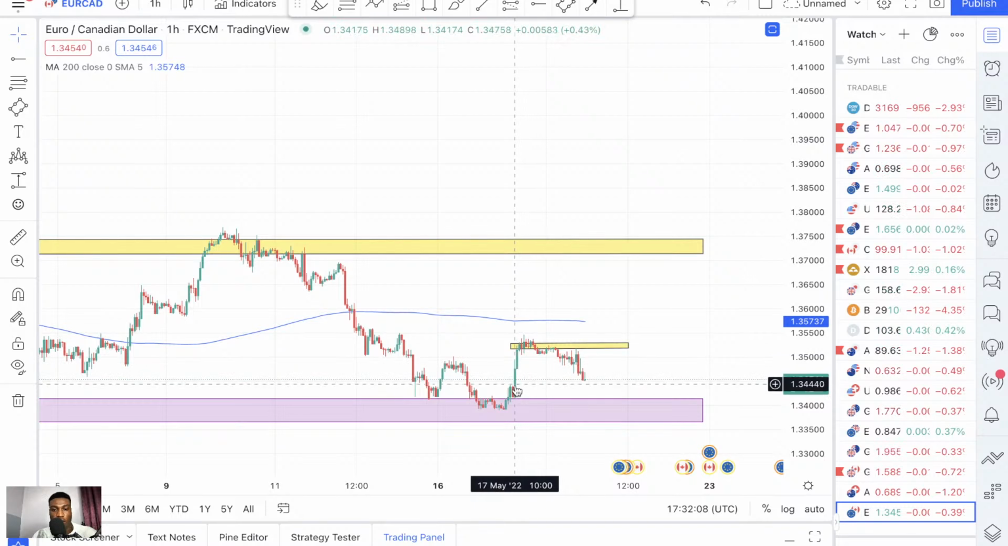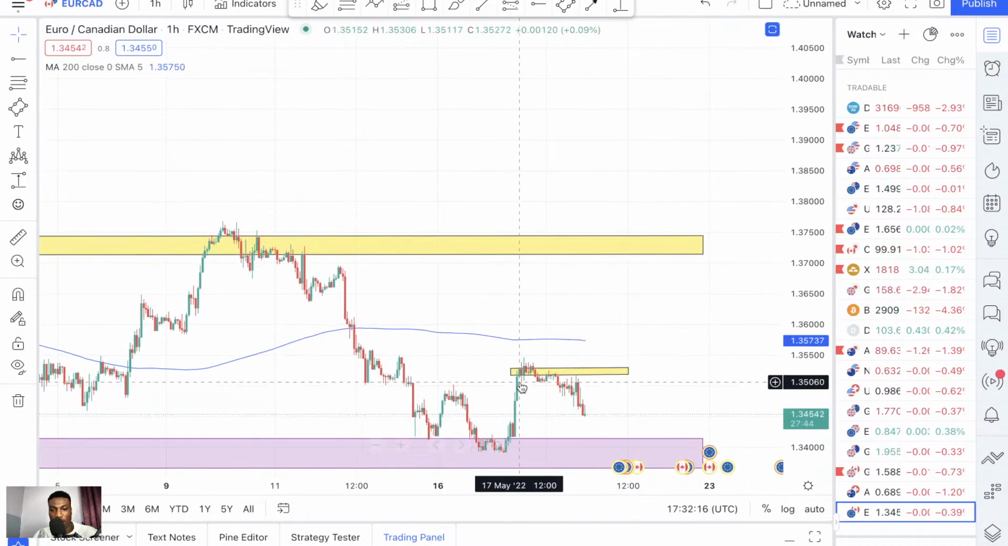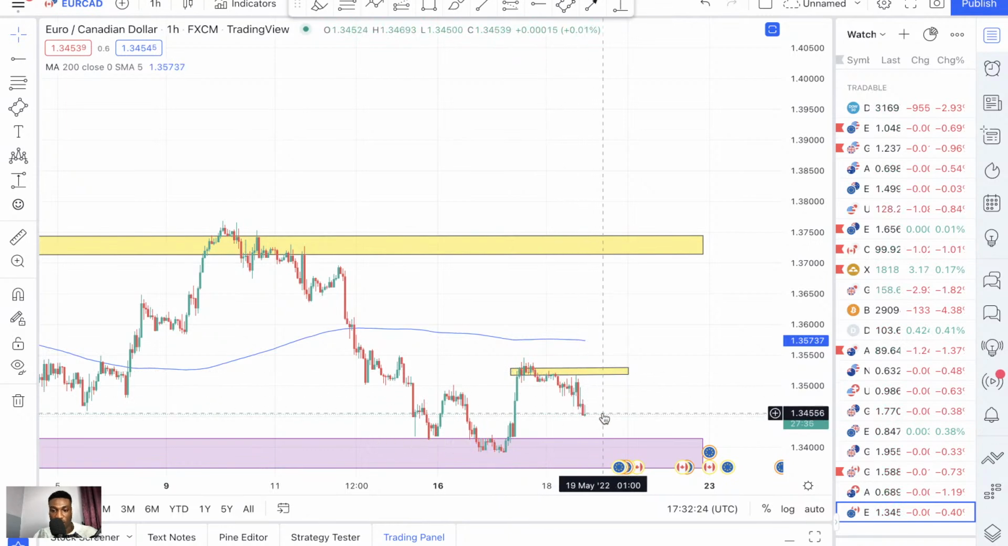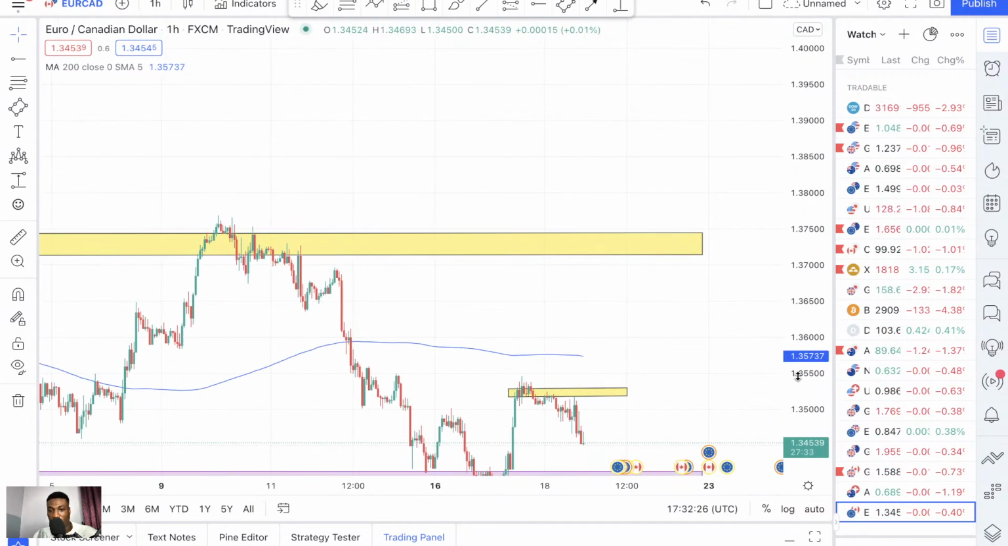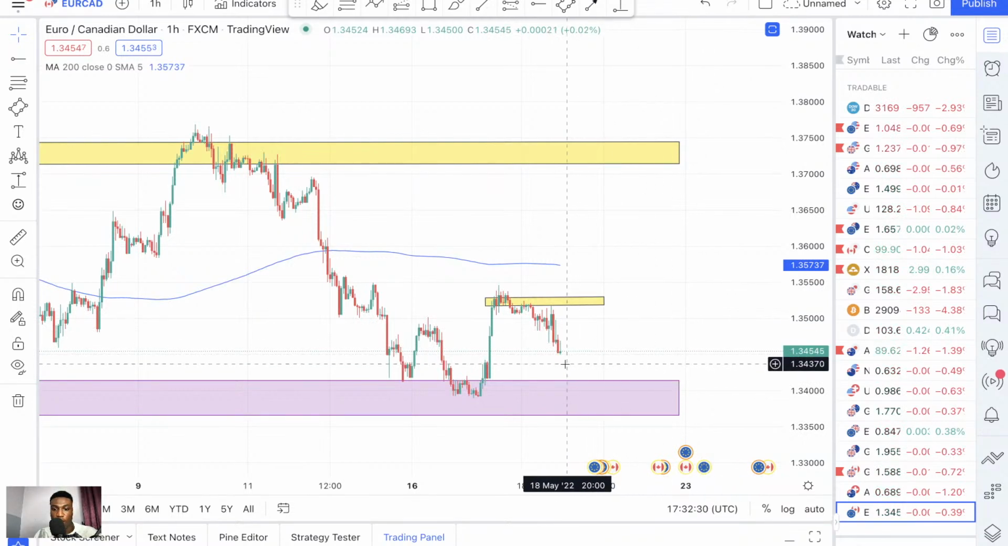Okay, so EUR/CAD rather. This is Euro Canadian dollars. So EUR/CAD made a pullback, but we saw consolidations and retracements to the downside. I'm not seeing any strong bearish momentum on EUR/CAD. We can still wait for EUR/CAD to get back down here.